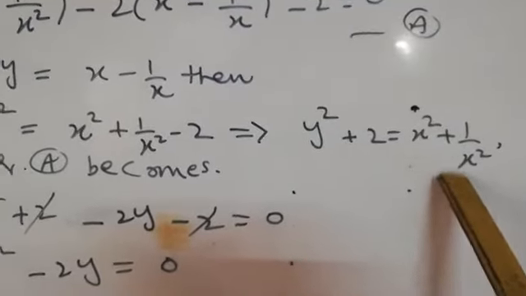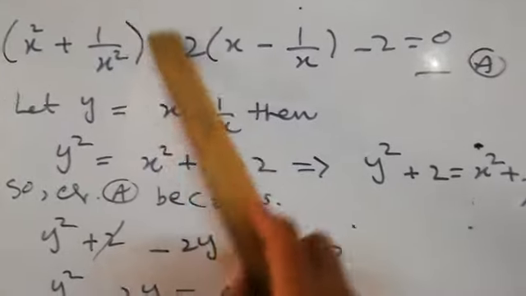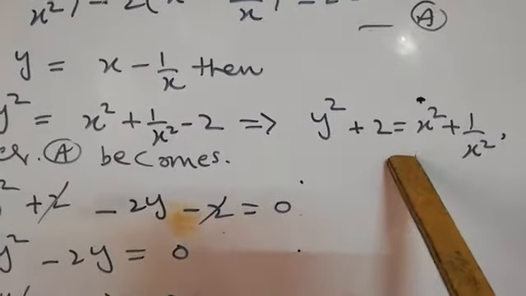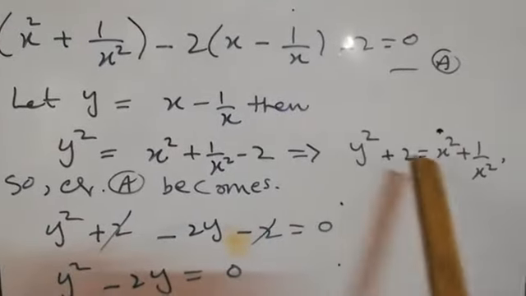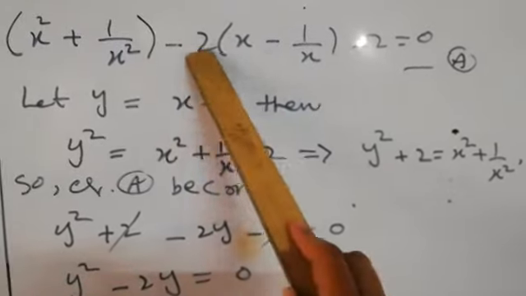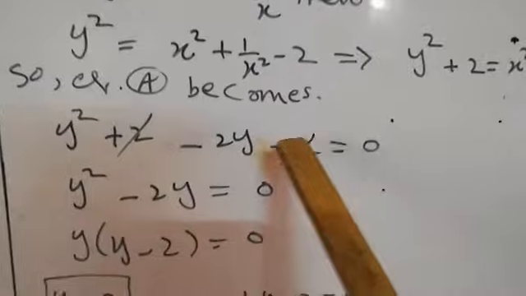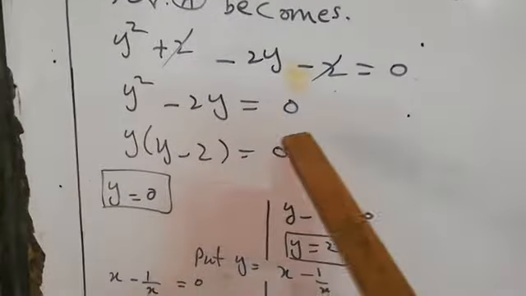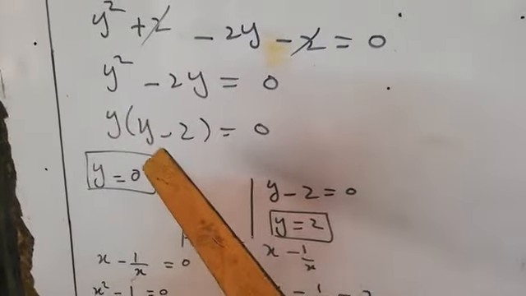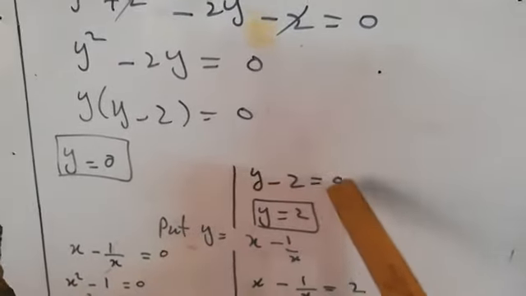And now we have two values, x minus 1 over x is equal to y and x square plus 1 over x square is equal to y square plus 2. So this equation becomes y square plus 2, from this, and this will be minus 2y and then minus 2 is equal to 0. Minus 2 will be cancelled with plus 2 and we have y square minus 2y is equal to 0. And now take y as common, it will be y times y minus 2 is equal to 0. So y is equal to 0 and here y is equal to 2.